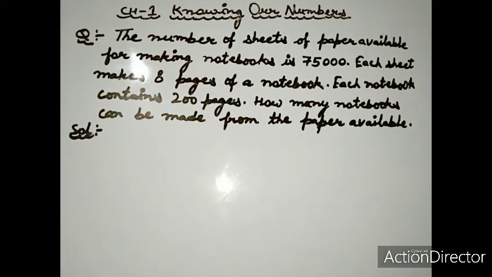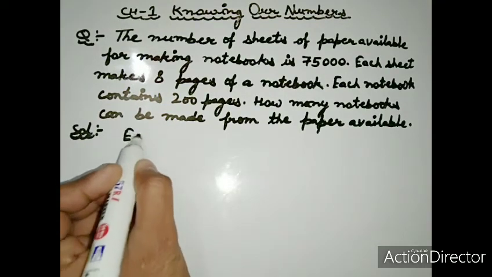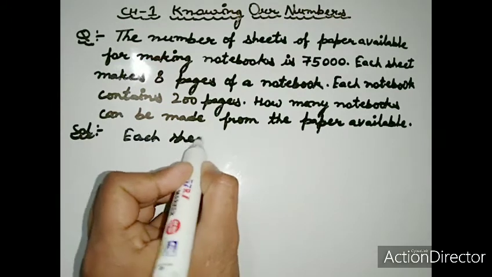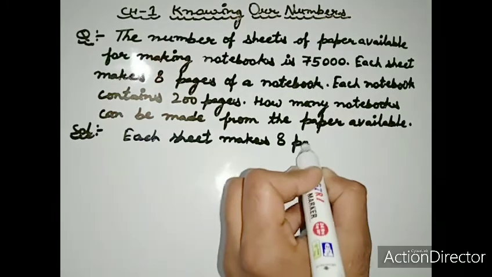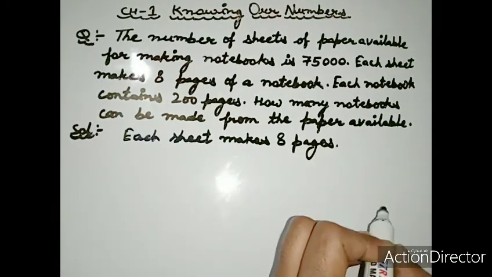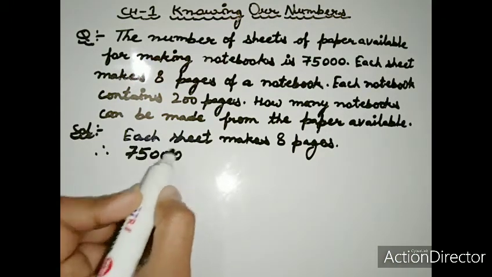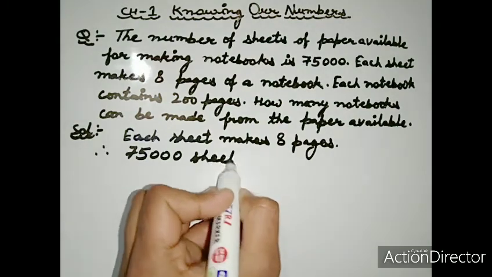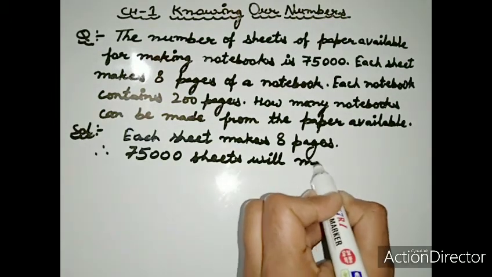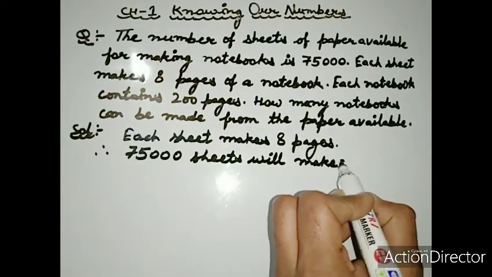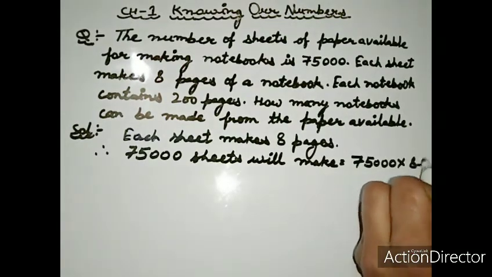Now it is already given that each sheet makes 8 pages, and therefore 75,000 sheets will make equal to 75,000 multiplied by 8 pages.